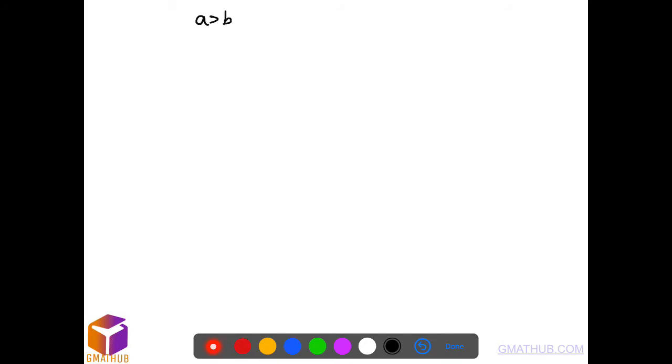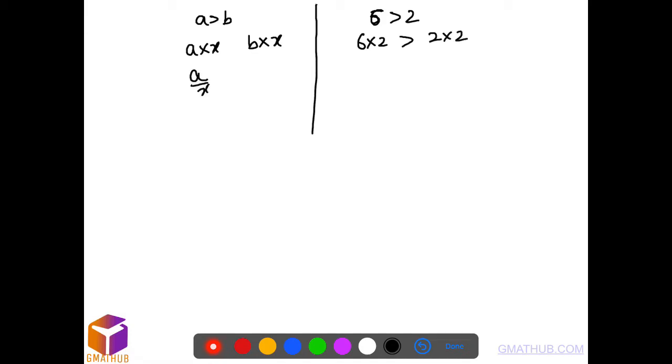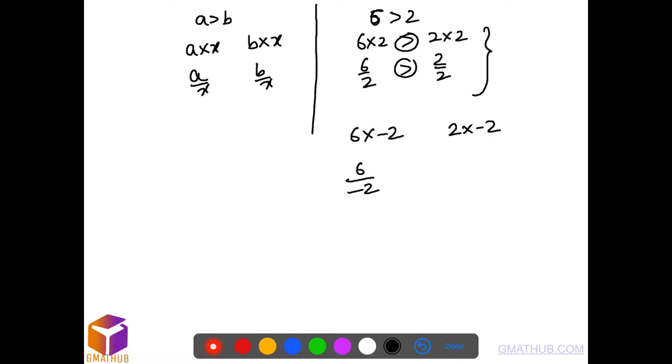Again, let's say some inequality is there. 6 is more than 2. Now if I multiply both sides by something, it remains same. If we divide both sides, still remains same. This is one example. Now if I multiply both sides with a negative number or divide both sides with a negative number, now if you see, the inequality would change here.